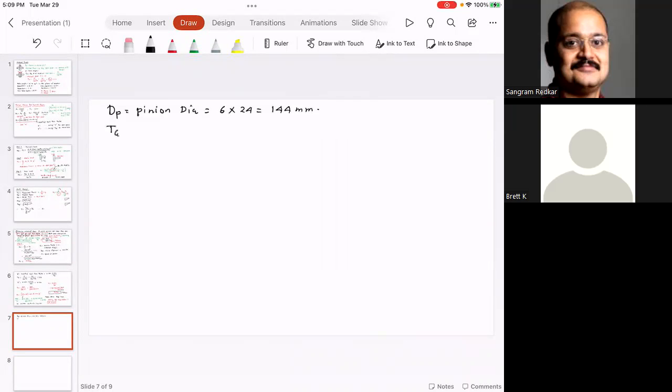The number of teeth on gear is equal to 3 times 24, because please note, speed of pinion divided by speed of gear. Speed of pinion is 1800, speed of gear is 600, so the gear ratio is 3. So next, step 2, determination of dynamic load.